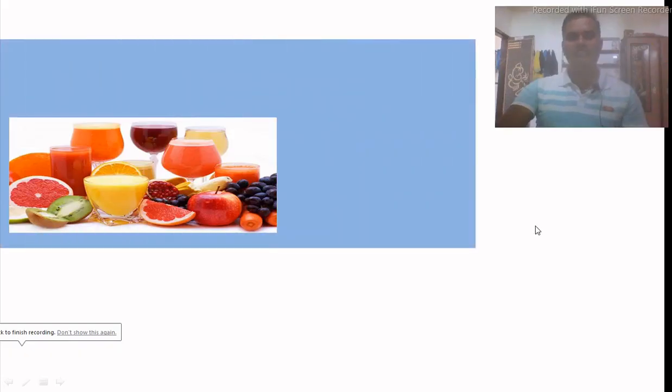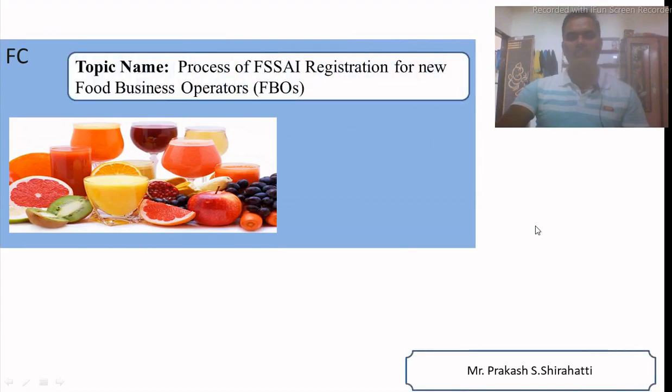Today we are discussing the Food Safety and Standards Authority of India registration process for the food business operator. A very simple method to apply for the registration. We can complete this process within 10 to 15 minutes, and in this video we will discuss what documents are required and how to apply for the registration.